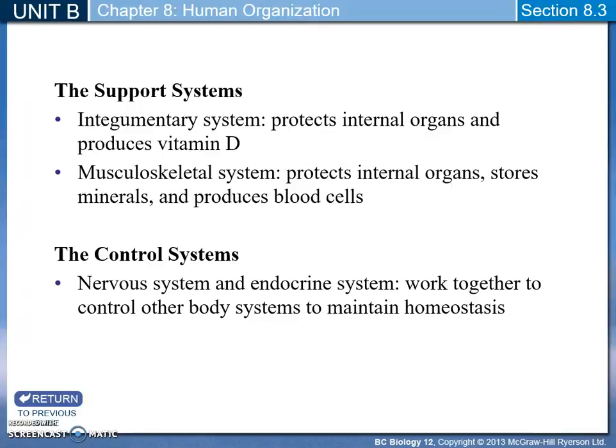The support systems would include the integumentary system, which protects the internal organs and produces vitamin D, and the musculoskeletal system, which also provides support by protecting internal organs, stores minerals, and produces blood cells. Then the control systems would be the nervous system and endocrine system, and they work together to control other body systems to maintain homeostasis.